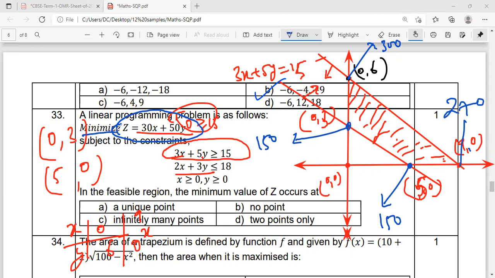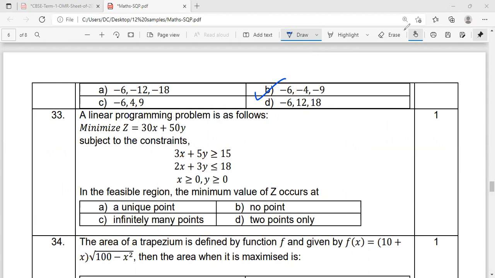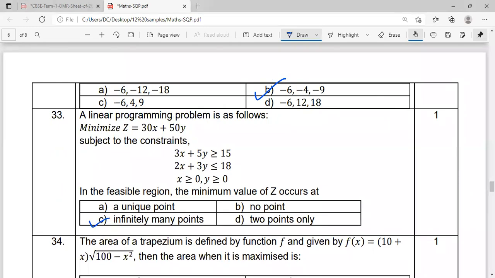So we have to minimize also. So the minimum value is there only because these 2 values are more than that value. So on every point along this line, we have the same values. So what they are asking is a unique point, no, infinity. So they will have infinitely many points, right? So to minimize this, we have infinitely many points along this line. So option C. All right.